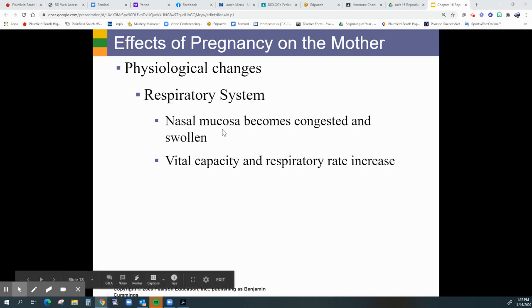All right. The respiratory system obviously sees some changes as well. The increase in fluid can increase nasal mucus and cause congestion, and they can start to swell some of those respiratory cavities. And then vital capacity, the amount of air that they can breathe in, as well as respiratory rate, is going to increase because, again, there just isn't as much space. So the mother's respiratory rate usually goes way up, but the depth of the breath goes way down because they just don't have the room to do it.